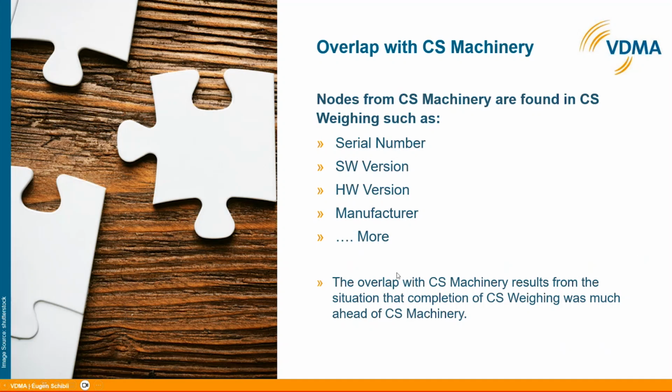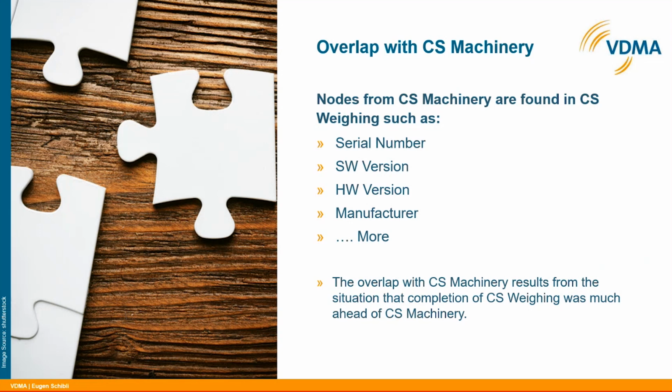Okay, I jumped, yes. So I mentioned that I will talk about the overlaps with the companion specification machinery. Why do we have an overlap at all? Why do we have serial number, software version, hardware version, and so on in our standard? This was because the companion specification weighing was completed before the companion specification machinery was available.